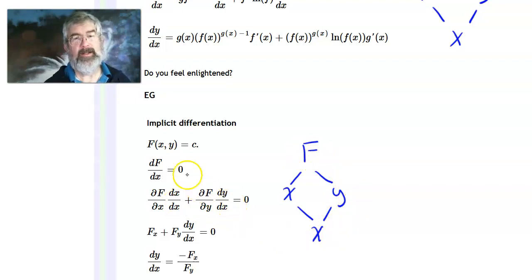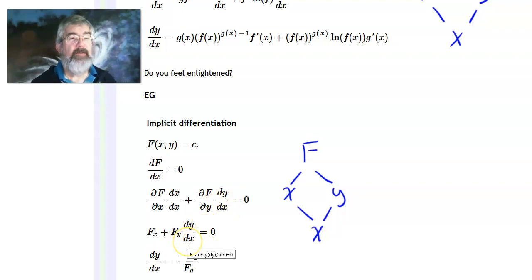That's this right here, and that's still equal to 0. Okay. Well, whatever that is, I'm going to take the partial with respect to x. I'm just going to write that as f sub x. dx dx is 1, so that's just 1 right there. And then the partial of f with respect to y, I'll just write that as f sub y. And dy dx is, well, it's dy dx, whatever it is.